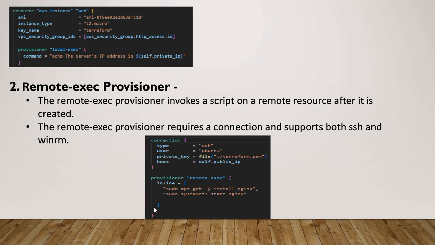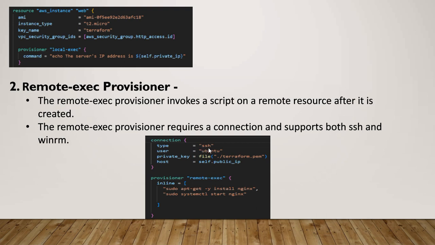So this is the example of a remote provisioner. Here I have not defined the resource block, but this connection block and provisioner block should be inside the resource block which you have to create. So here in the connection block, what I have defined is type SSH.